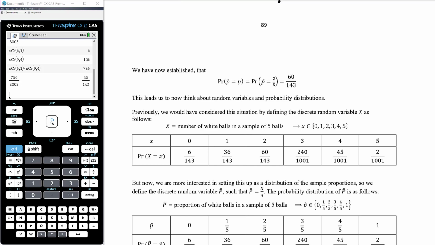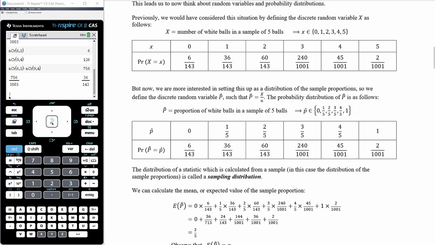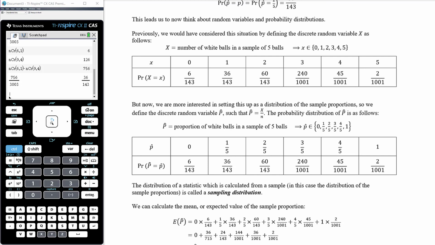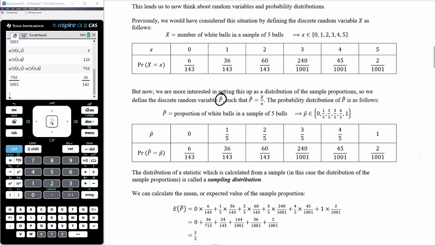So we have this probability distribution now for the number of white balls in a sample of 5 balls. But now we're more interested in setting this up as a distribution of the sample proportions. So we define the discrete random variable p hat, where p hat is x, the number of white balls in the sample, divided by n, the size of the sample. If there are 2 white balls in the sample, that's a proportion of 2/5. If there are 4 white balls, that's a proportion of 4/5. So we're dividing our x values by n, lowercase n.